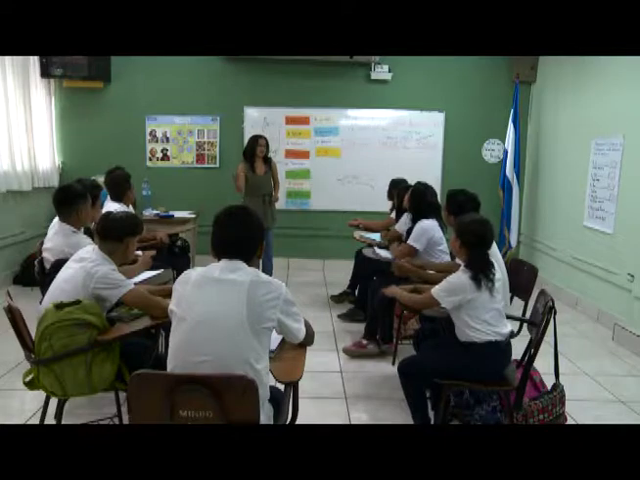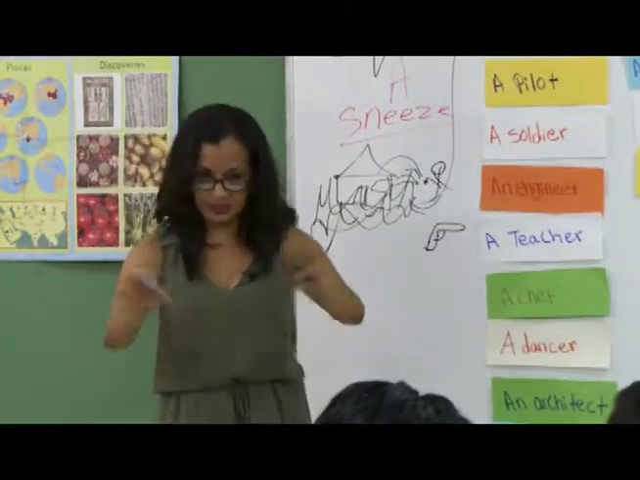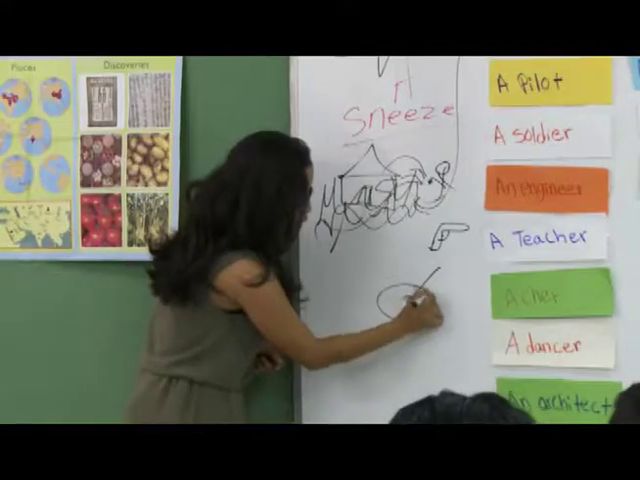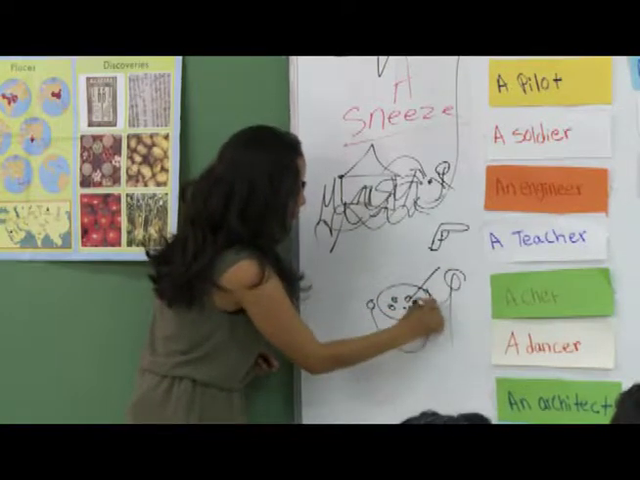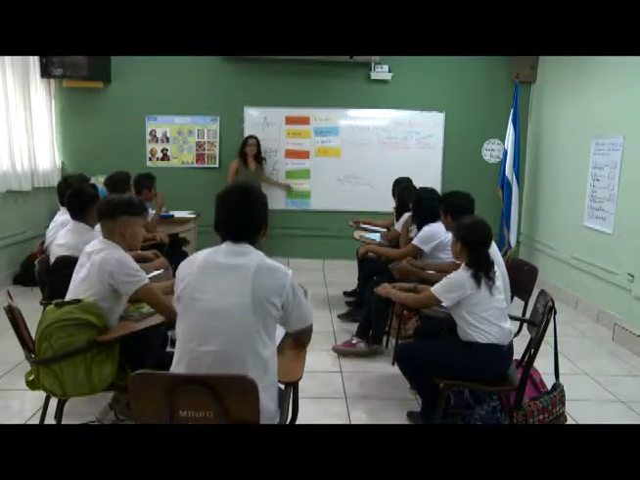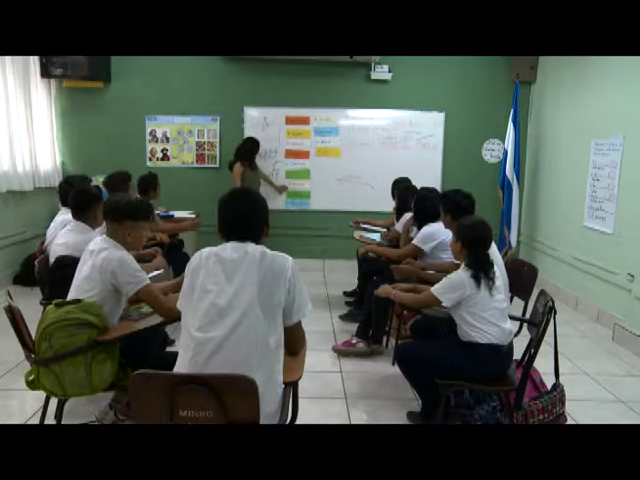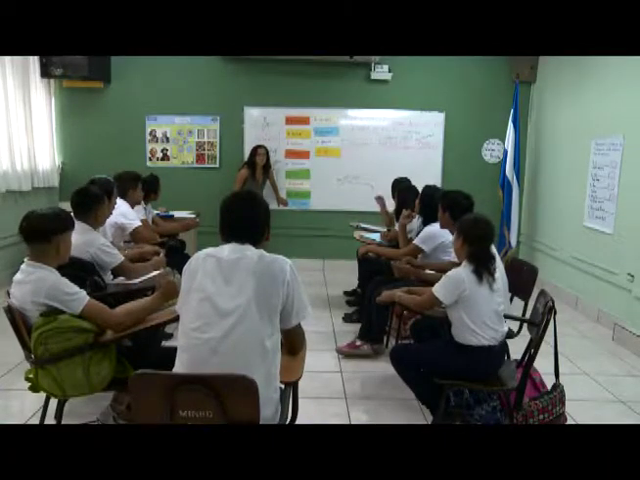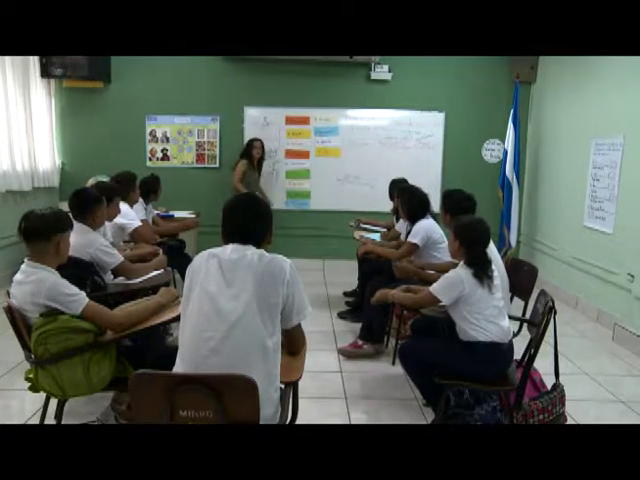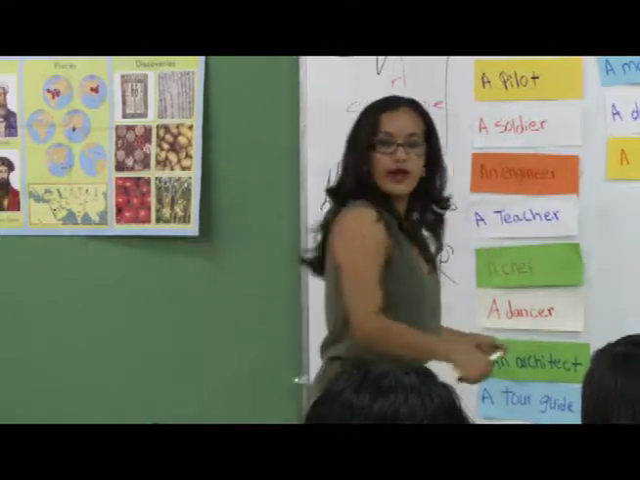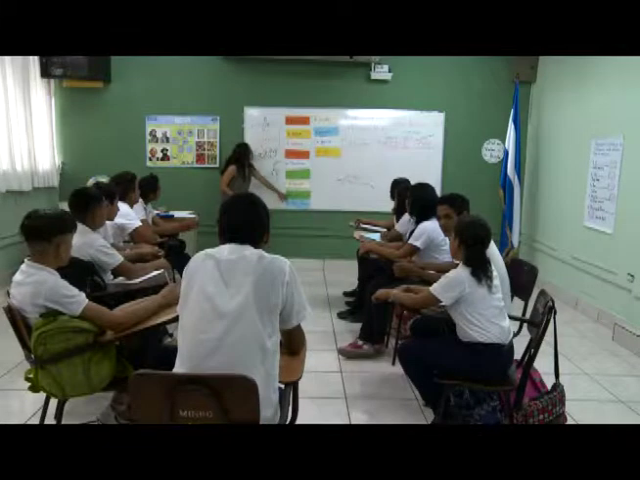Then we have an engineer. Everyone, engineer. You know the word engineer, right? It's similar to Spanish. Then we have a teacher. Everyone, a teacher. I am a teacher. A chef. A chef is a person who likes cooking. So here's a chef, a person who cooks delicious food. Everyone, a chef. A dancer. So a person who dances a lot. An architect. A person who designs beautiful buildings. A tour guide. So a tour guide helps tourists, you know, to go to Mombacho volcano, Masaya volcano. So you help tourists. So that is a tour guide. Everyone, a tour guide.